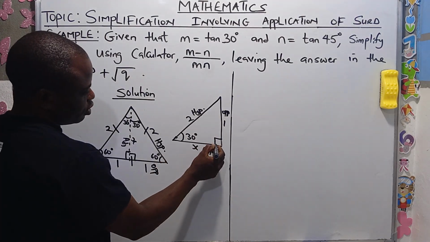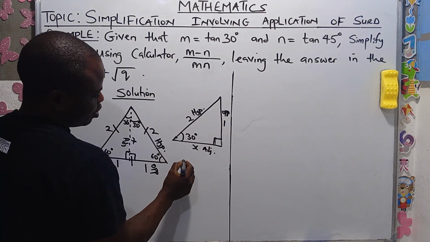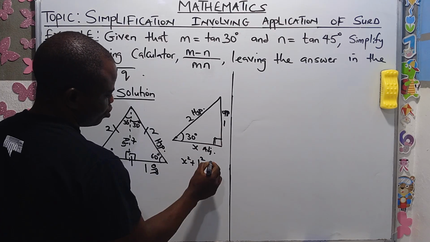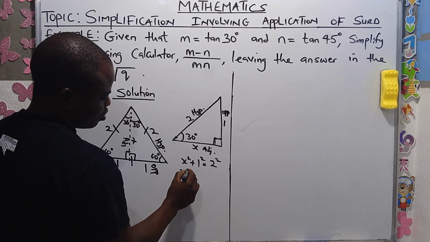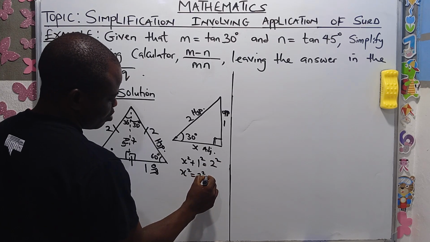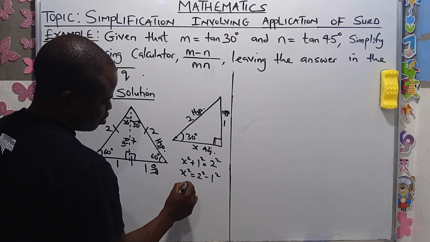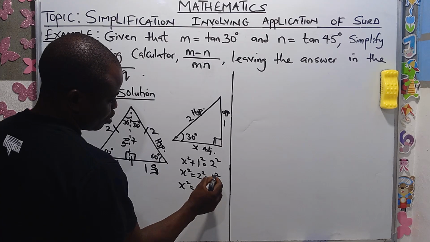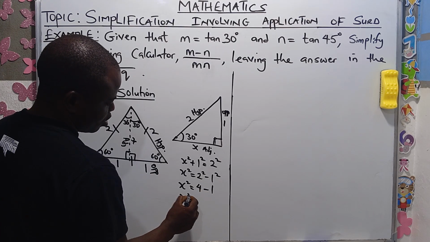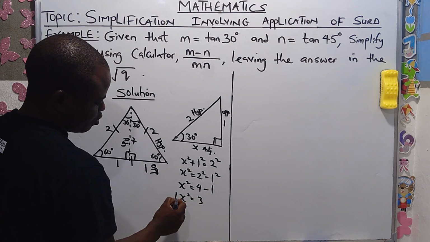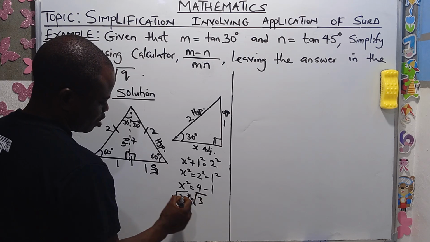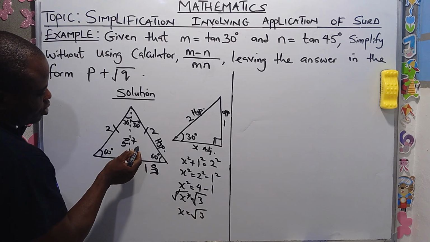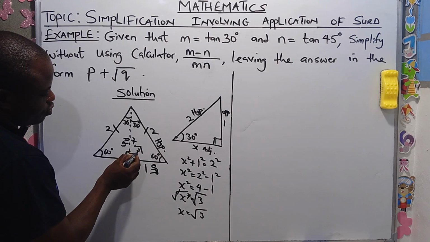Now, since it's a right angle triangle, x squared plus 1 squared equals 2 squared. x squared equals 2 squared minus 1 squared. x squared equals 4 minus 1, that's 3. Find the square root of both sides; the square root cancels the square. x equals square root of 3.